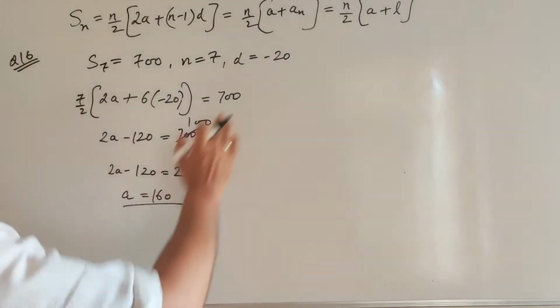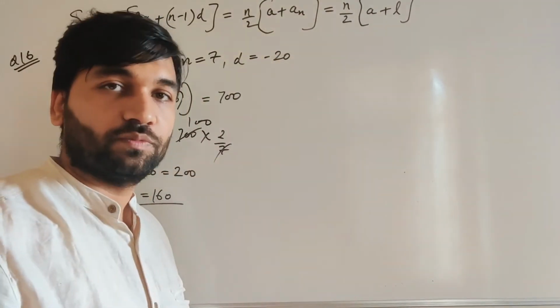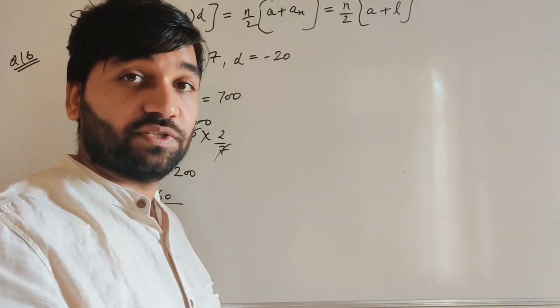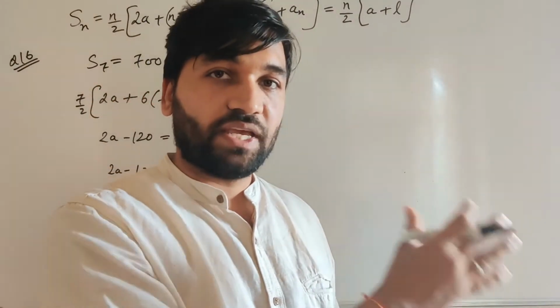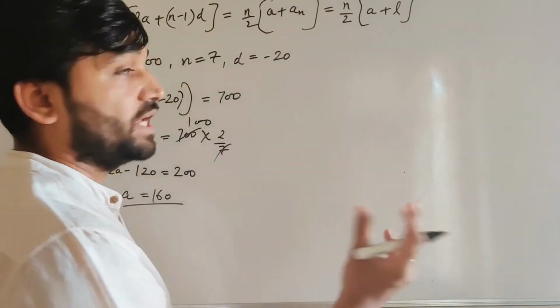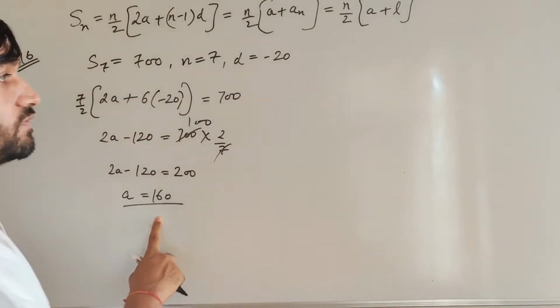So I know a, I know d. So now I can find all the other terms. That's what we are supposed to find: the value of each price. There are 7 prices. The value of A1 is the first price, A2 is the second price, A3 is the third price. A1 meaning the first term, which we have already found.